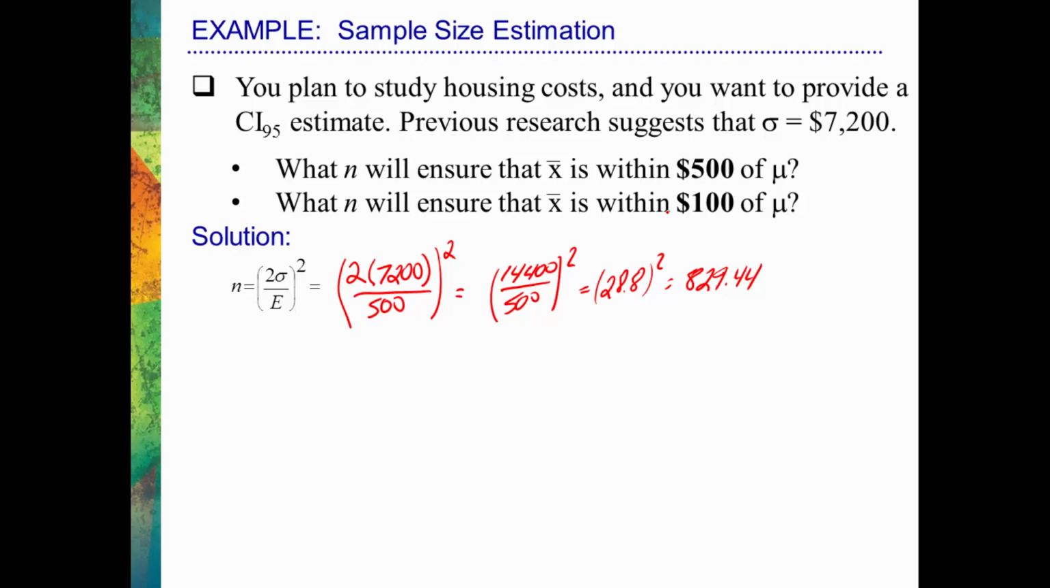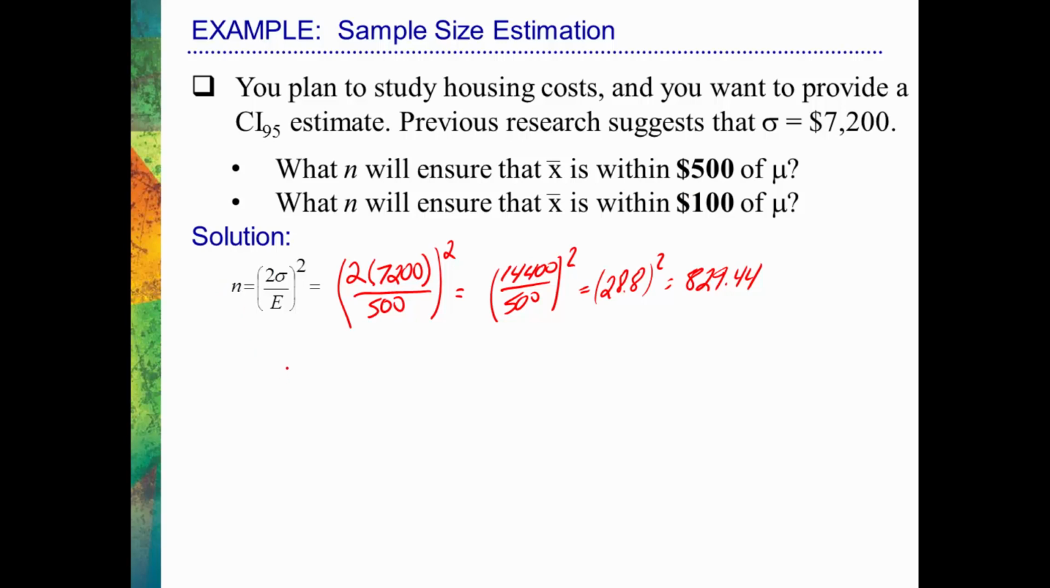Do you think the sample size is going to go up, or do you think the sample size is going to go down? Because what I'm saying here is I want my sample data now to come closer to the true population mean. Do you think that's going to require more data or less data? A larger sample size or a smaller sample size?